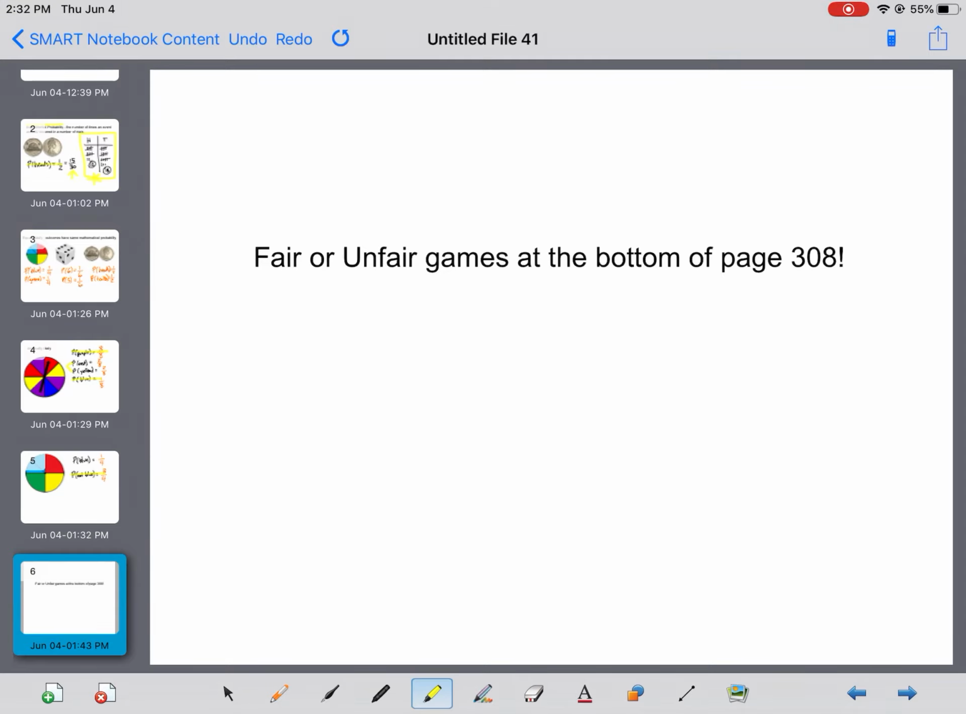And then one last thing for today, if we were in class together, we would play the fair or unfair games that are at the bottom of page 308. I didn't put them on your list of things to do for today, but it would be good and kind of fun to perform those experiments, to play those games. You will need more than one player. I think for one of them you need 3 players, for one of them you need 2. So see if you can have some family members, if they're willing, perform those experiments, play those games with you to explore this a little bit more.